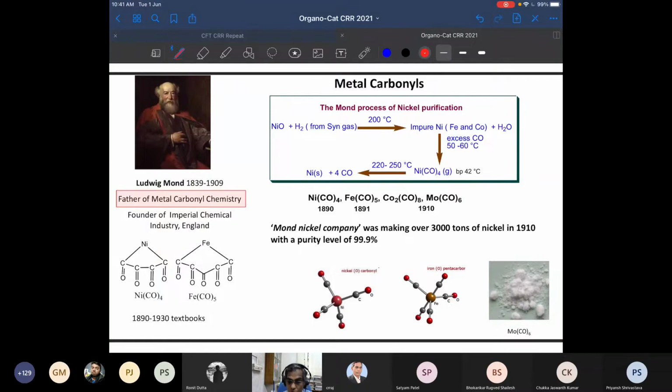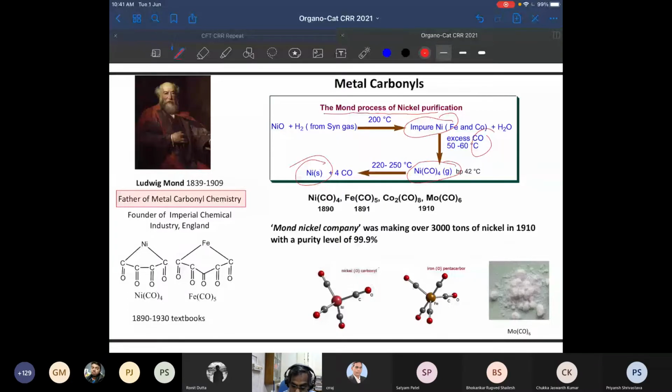Again, it was not a targeted synthesis of metal carbonyls. It happened during the purification of nickel, the Mond process of nickel purification that you should have studied. Nickel oxide at 200 degrees in the presence of hydrogen gives impure nickel along with iron and cobalt. Then you heat it with excess carbon monoxide and get nickel tetracarbonyl. Heated further, you get 99.99% pure nickel.